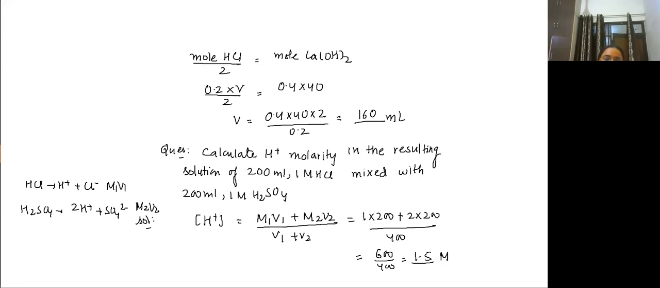Test syllabus is atomic structure. Only the quantum number part is coming: quantum number, shape of orbital, and nuclear chemistry. Majority portion is from quantum numbers. I hope everyone has done this.